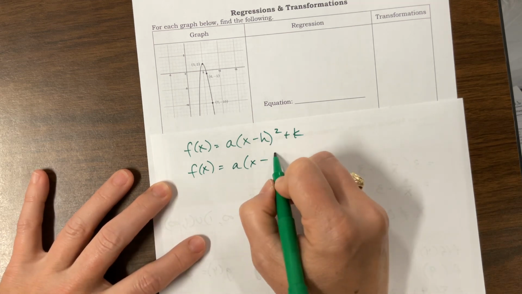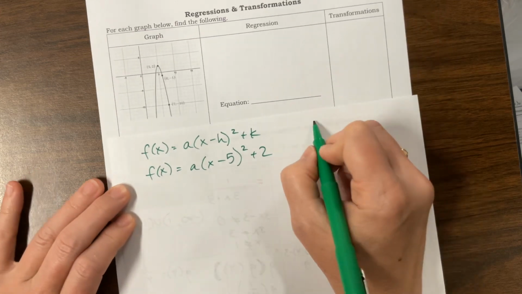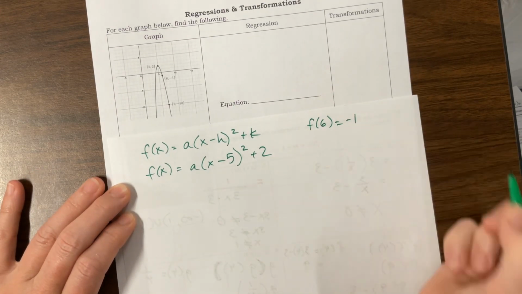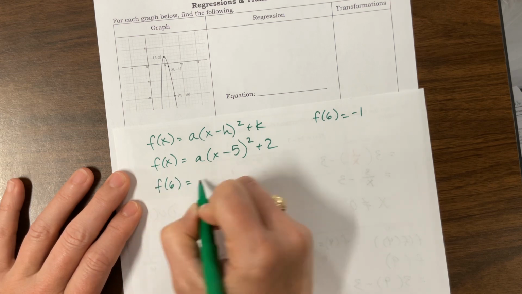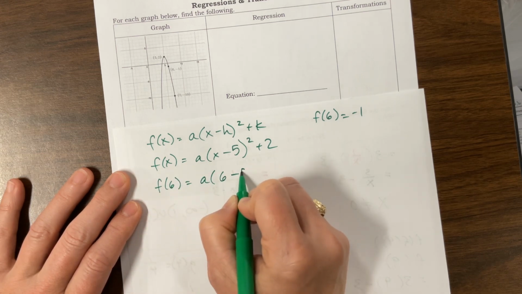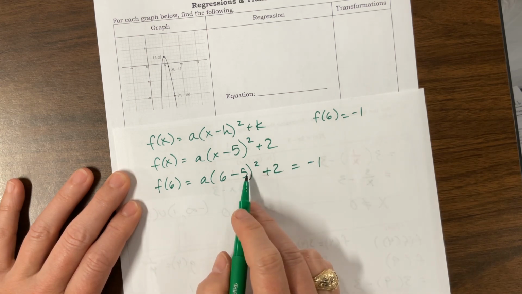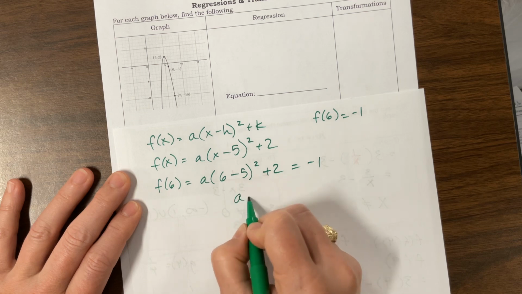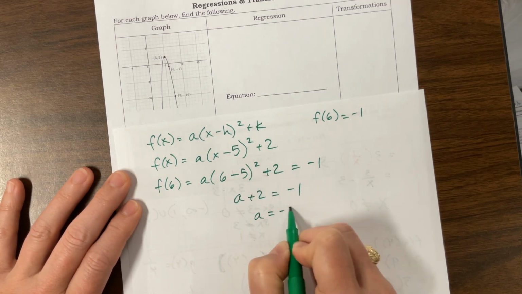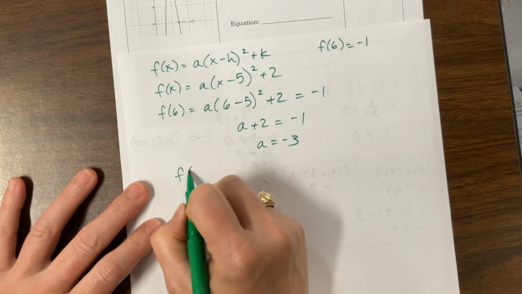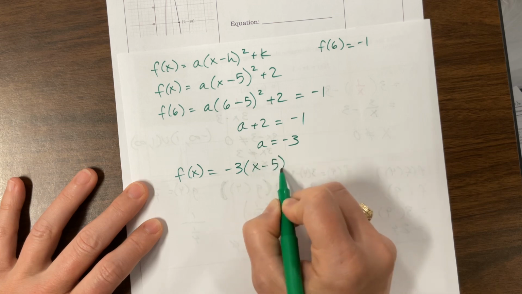This was a 5 and a 2. And now I can plug in another point. I see on here f of 6 is equal to negative 1. So f of 6 equals a times (6 minus 5) squared plus 2, and that's equal to negative 1. 6 minus 5 is 1. 1 squared is 1, so this is a plus 2 is equal to negative 1. Subtract 2, and now I have the equation f of x equals negative 3 times (x minus 5) squared plus 2.